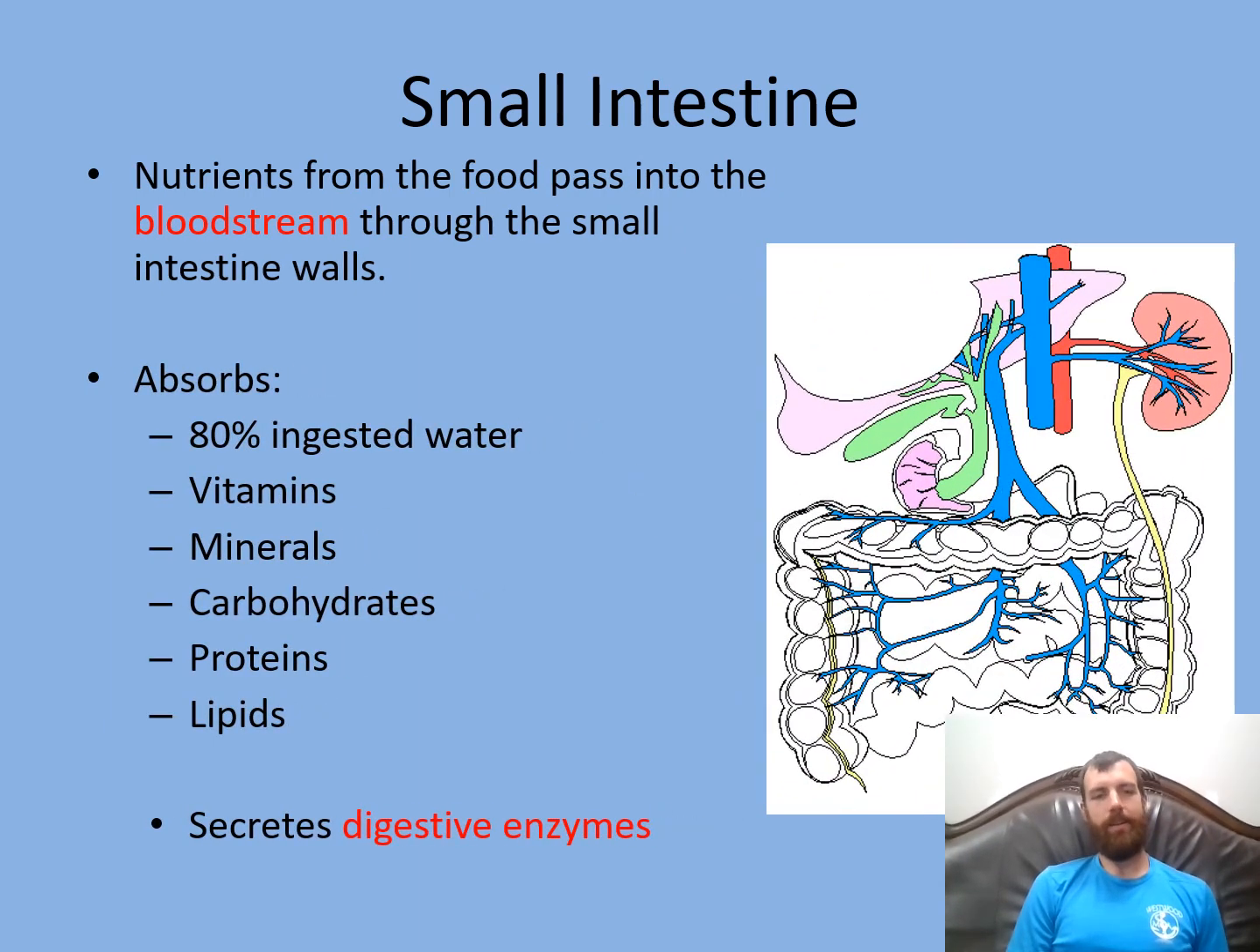This is where almost all of the food we eat is going to be absorbed. So you notice these blue, all these veins are coming from here. It's very rich with blood vessels because it's absorbing all the nutrients, the vitamins, the minerals, the carbs, the proteins, the lipids, all the water. And then it's going to go to the liver, and the liver is going to make sure there are no toxins in it. And it's going to send it out to the kidneys and the rest of the body to actually get used. And we'll talk a little bit more about digestive enzymes in a second.